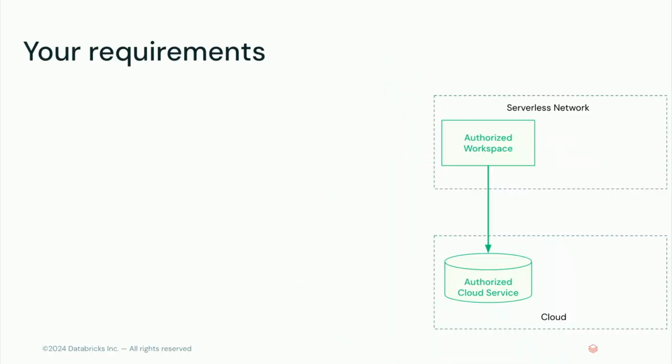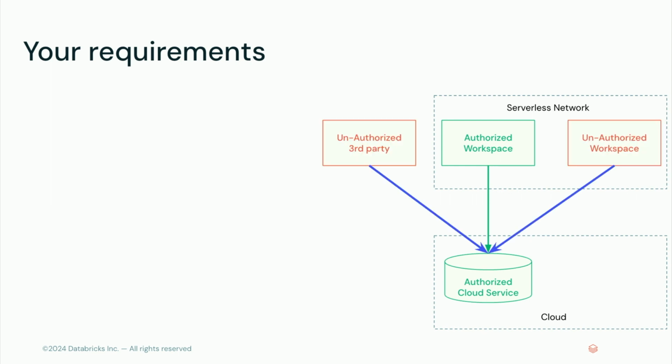All right, before I jump to the features, let me jump to the requirements that led to the features. This is your very simple requirement, right? You want your authorized workspaces to talk to your authorized services. It feels very, very simple. Like, yes, of course that's what you want, but there's all sorts of problems, right? The first problem is, what do I do about unauthorized third parties or even other Databricks workspaces that shouldn't talk to my authorized cloud services like my storage account?